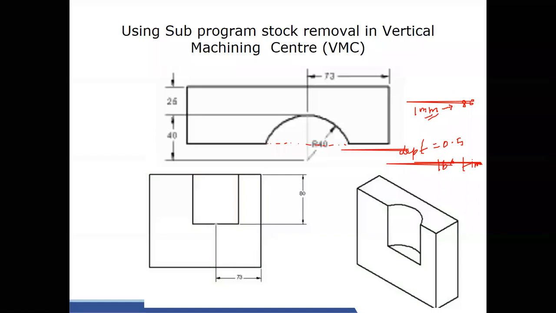This is also determined by various factors. If the material is very hard, you have to give 0.25 mm or 0.5 mm, something like that. These are just two examples I am giving you. Before machining, this will be the solid, a rectangular prism. This is the top view of the job.